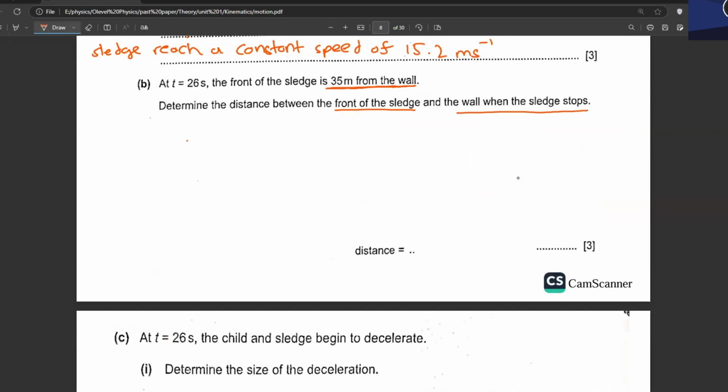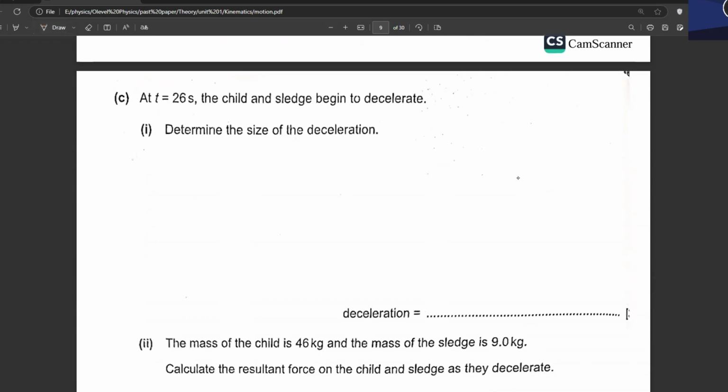What will be the distance left? 35 minus 30.4. This comes out to be 4.6 meters. Simple as that. Okay, let's move ahead.